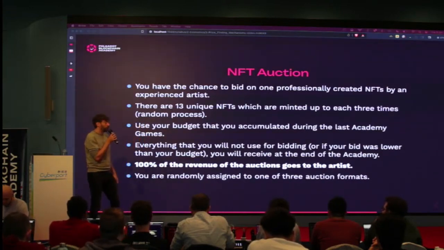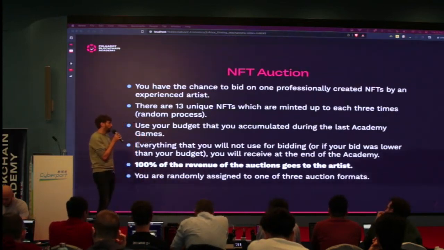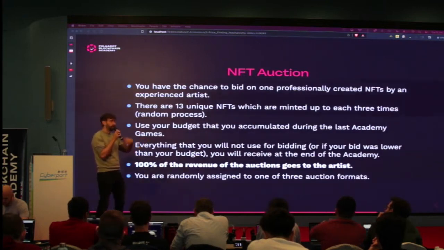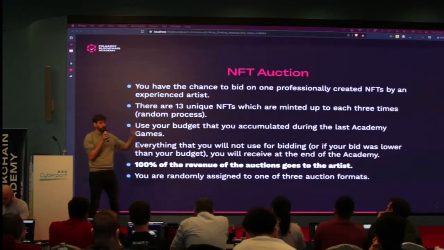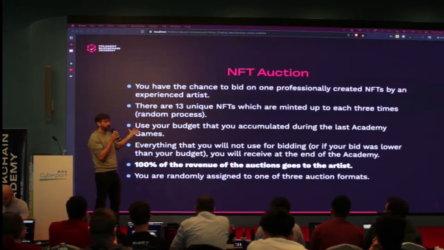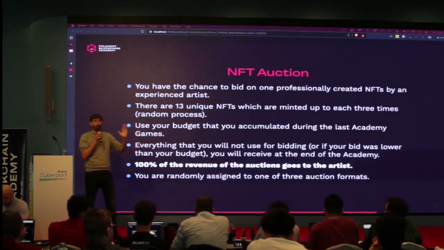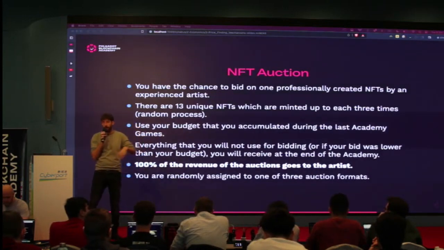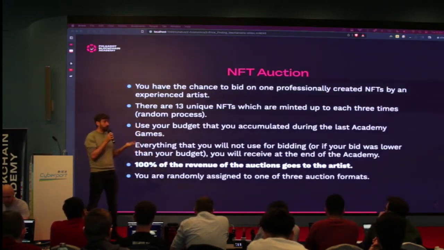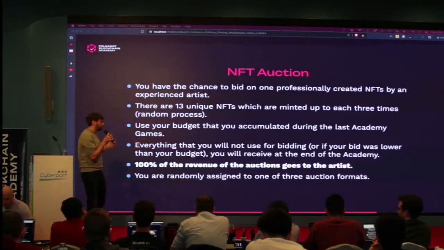So everything that you will not use for bidding, you will receive at the end of the Academy in some form, right? Maybe we send you KSM that equals the US dollar amount. Maybe we find some other way, but you will be compensated, right? So if you don't like NFTs, if you don't want the NFT, if you didn't win the NFT, you will get the equivalent amount of the budget that you have. Of course, those people that won an NFT pay what they bid in the auction.